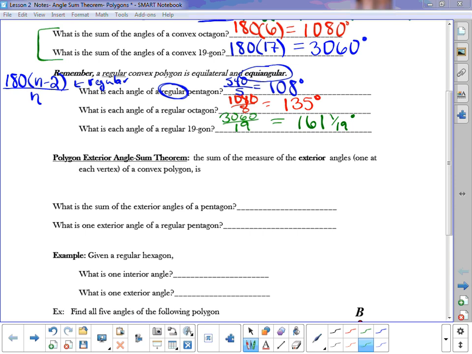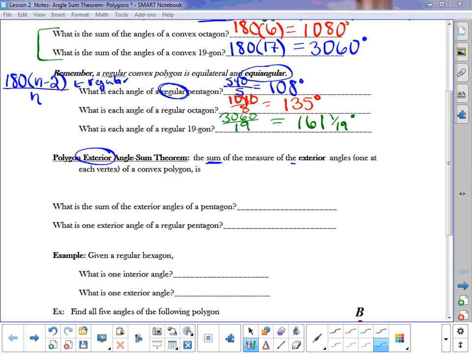Alright, do we have questions on this first part? So how do we feel about this first piece? Not too bad. You do have to do some math, some arithmetic. Alright, so now we have our polygon exterior angle sum.